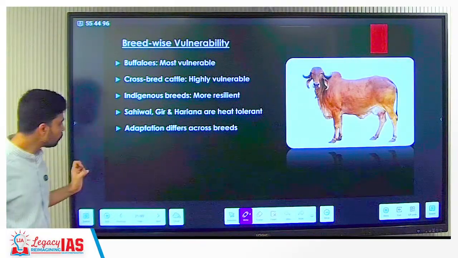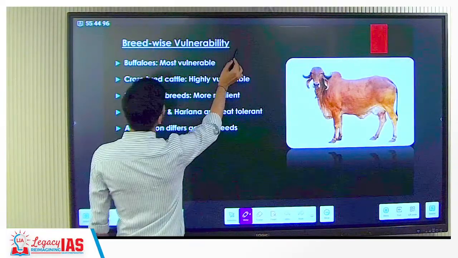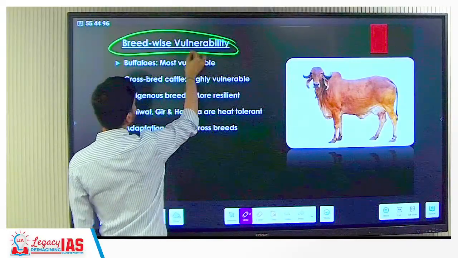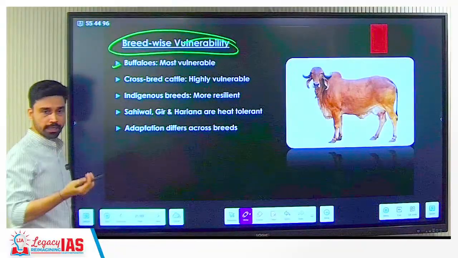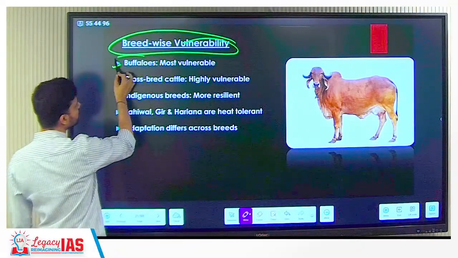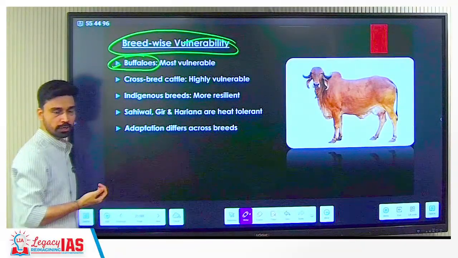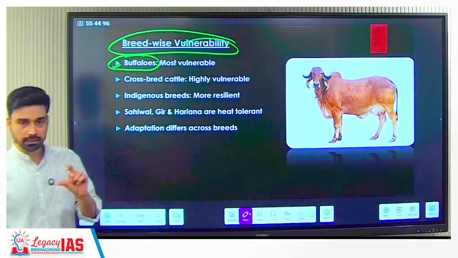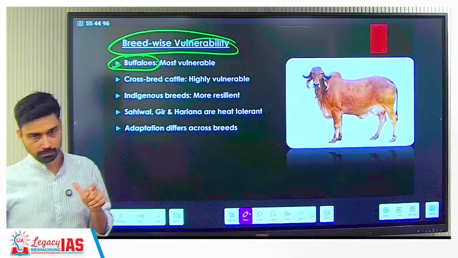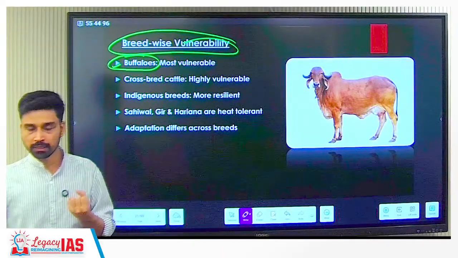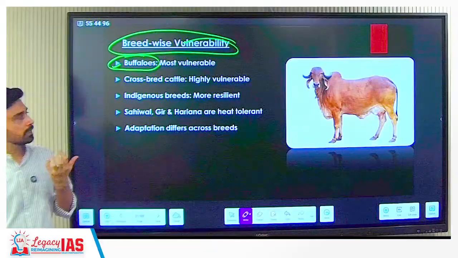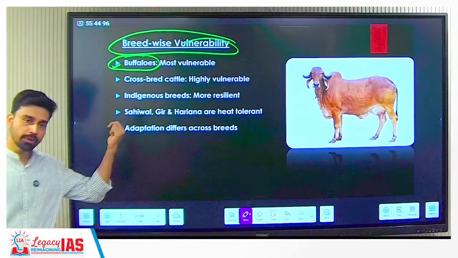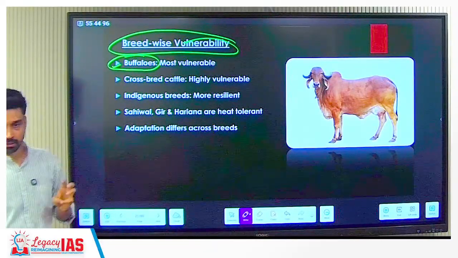Now, the research was also focused upon breed-wise vulnerability. If you compare buffaloes and cows, who is most vulnerable to heat stress? Buffaloes. Why? Because scientists say that their color is dark, black. We know that if the color is darker, absorption of light and energy is more. So their skin becomes hotter compared to light-colored cows.